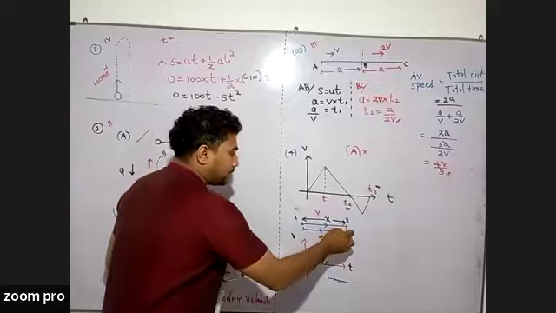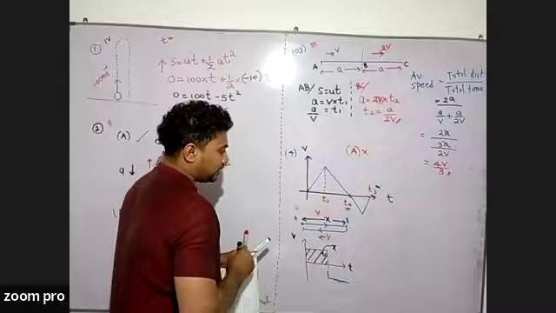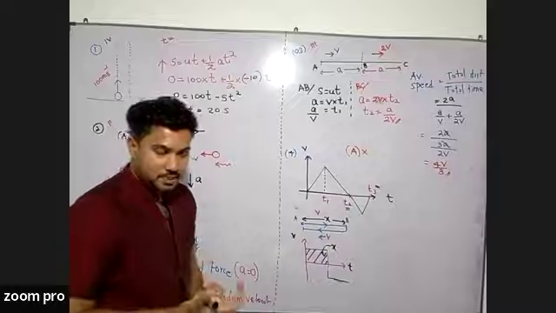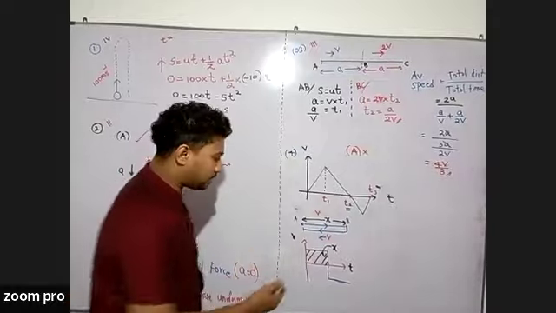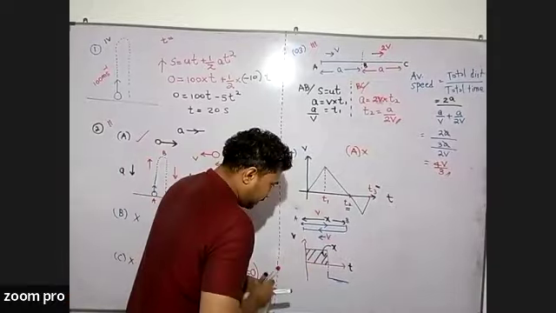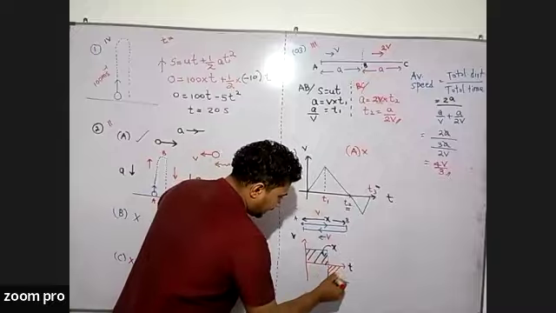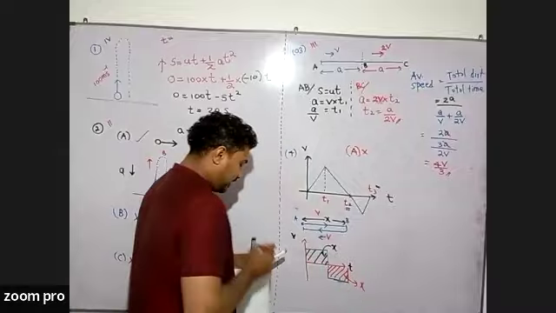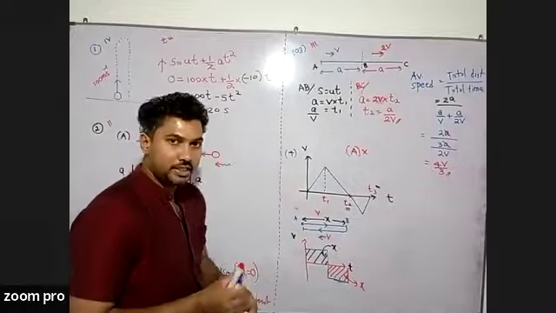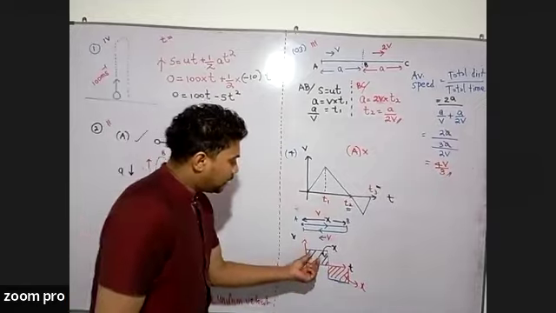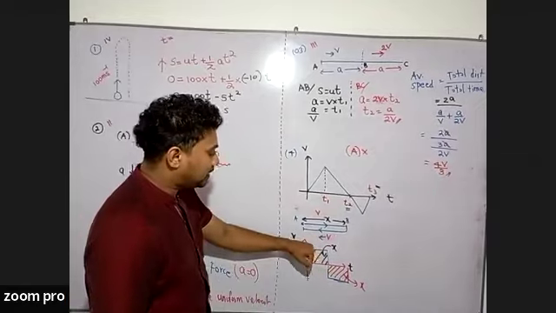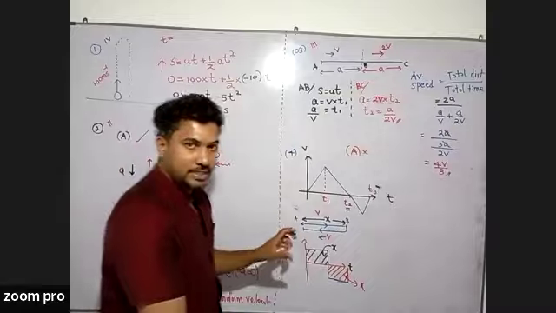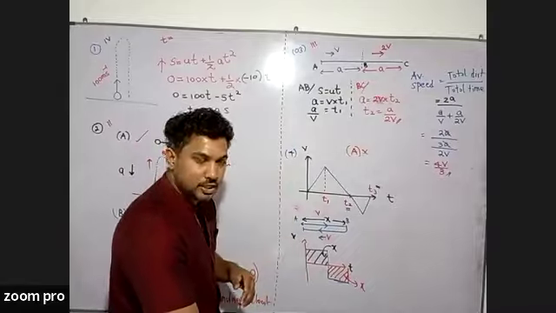Then, if the object returns to the initial position, the displacement travelled in the second half is also equal to x. That means the area of this shaded region should be equal to x. So in a given velocity-time graph, if the areas in the positive y-axis and the negative y-axis are equal, that means the object returns to the initial position.